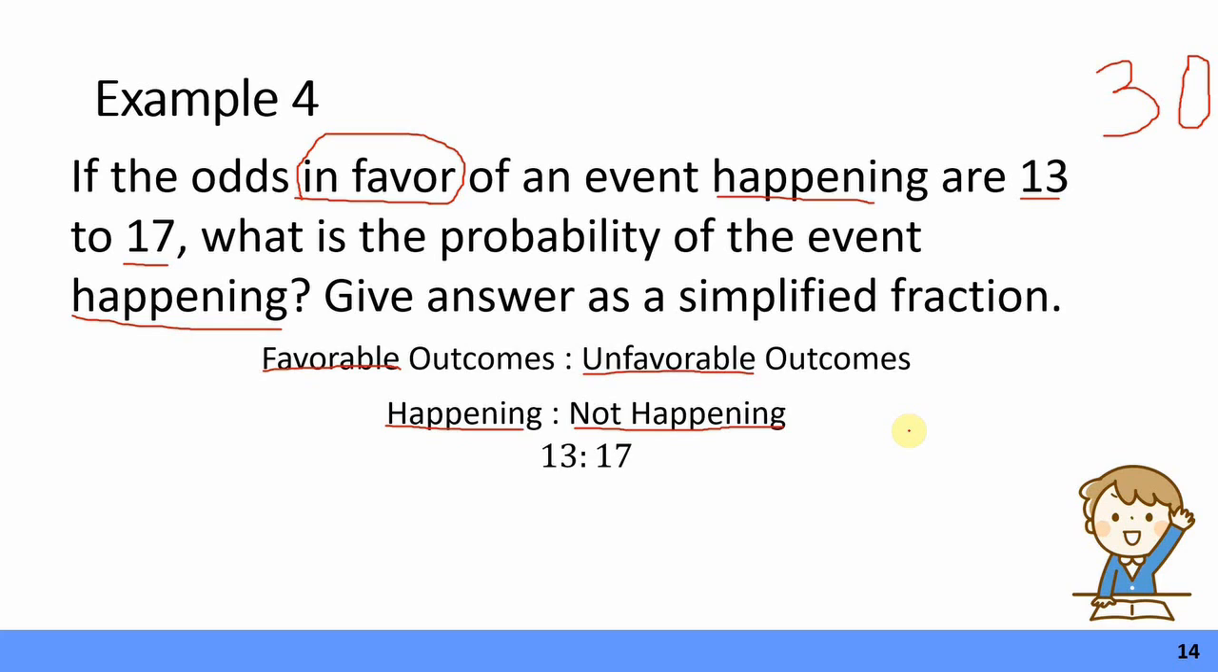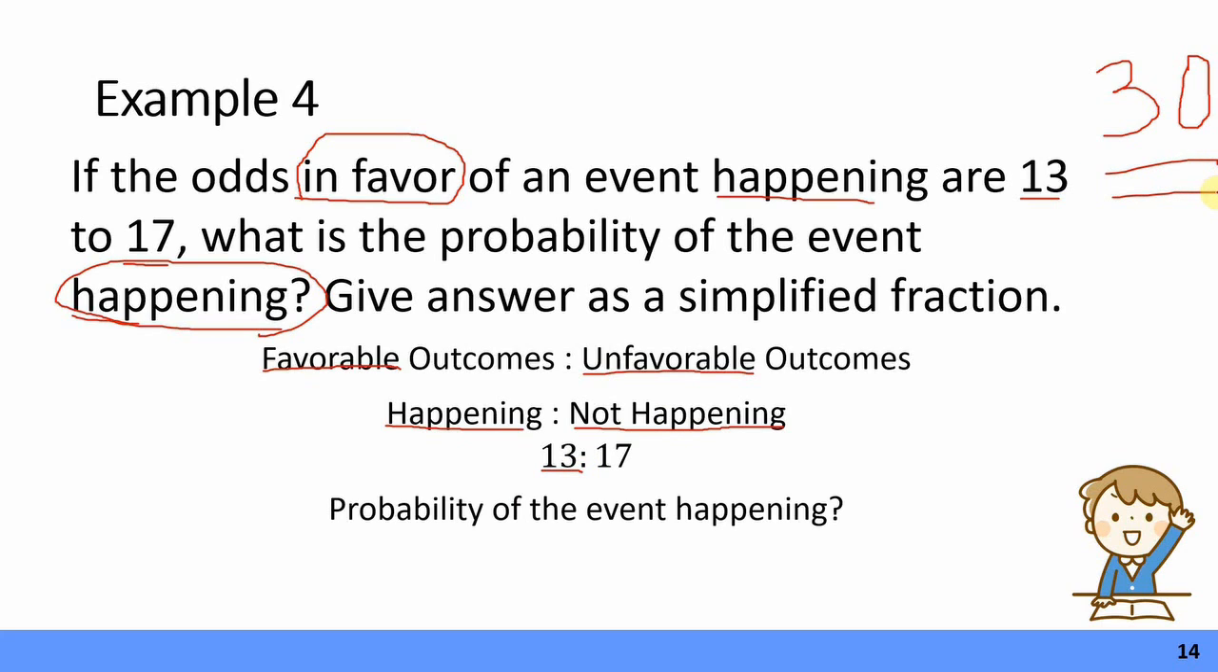So we are so ready to answer the question. What is the probability of the event happening? Well, I simply grab the 13, and remember it's probability, so it's a fraction, 13 over the total, which we already know to be 30. So my answer would simply be 13 over 30. Again, your final answer would be simplified, but in this case, it should already be simplified. So that would be it.